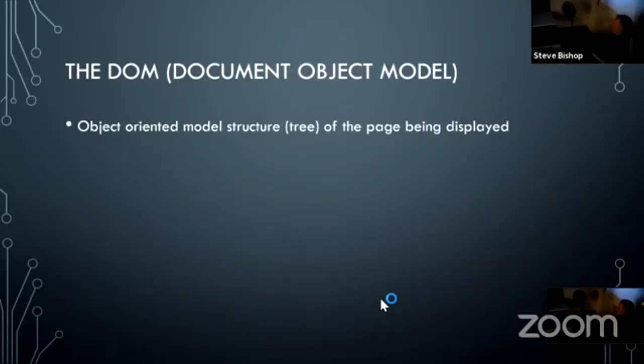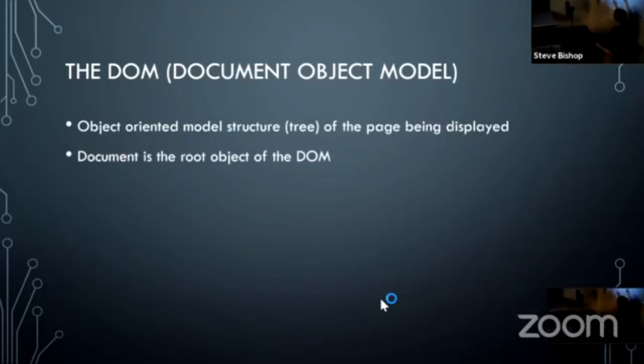So you can think of this as all the HTML elements inside of a web page. That's what the document object model is. The document is the root object of the DOM. And we've used document several times. When I write document.write, document is the root object. On this web page, this document, I want to write the value of x. And so it writes the value of x to the document. Okay, so document is the root object of the DOM.